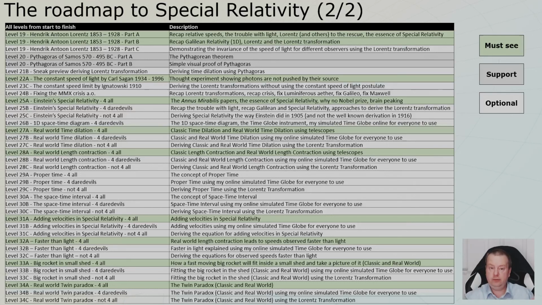Again, I will do classic time dilation, real world time dilation, but I will use the space-time diagram so you can actually see why this is. It's a difficult graph, but it's, I would say, far more intuitive than the conversation we just witnessed.